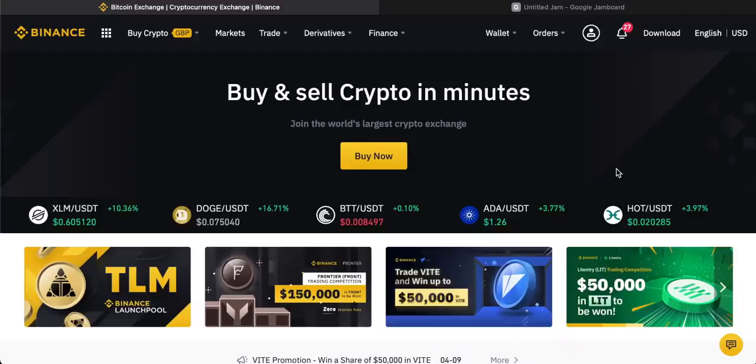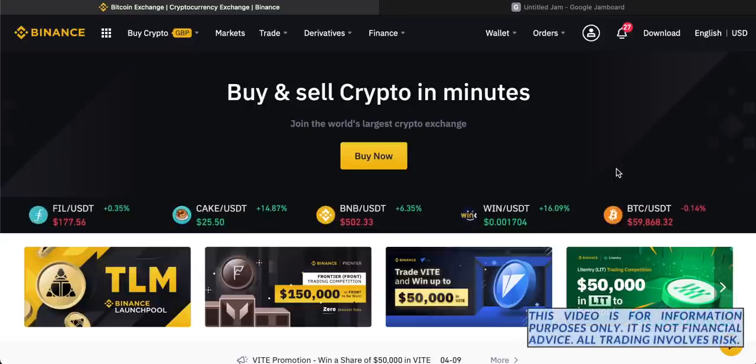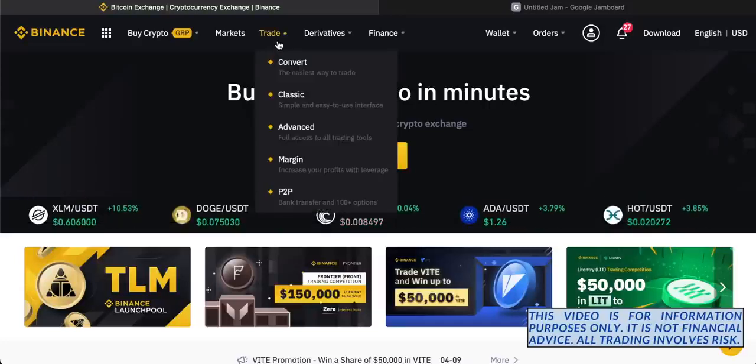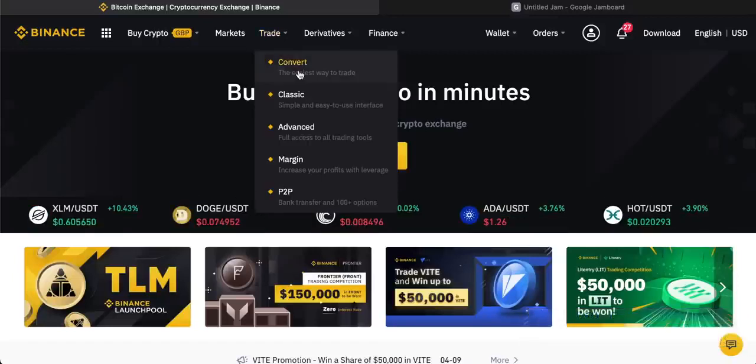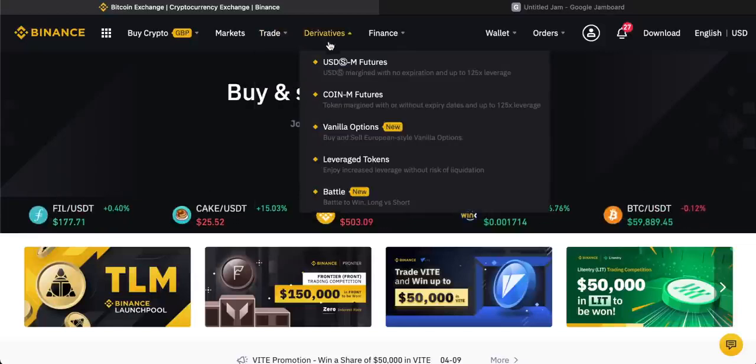Let's come right into Binance, and to get to the trading bot, we're actually going to have to come to Binance Futures. This is how we are going to get access to the trading bot. You can't do it in the spot market or in the normal market. So if you have a Binance account, you'll probably be coming into Convert or possibly the advanced trading feature, but you won't be able to find it in those. So we're going to have to go over to derivatives and then go into futures.